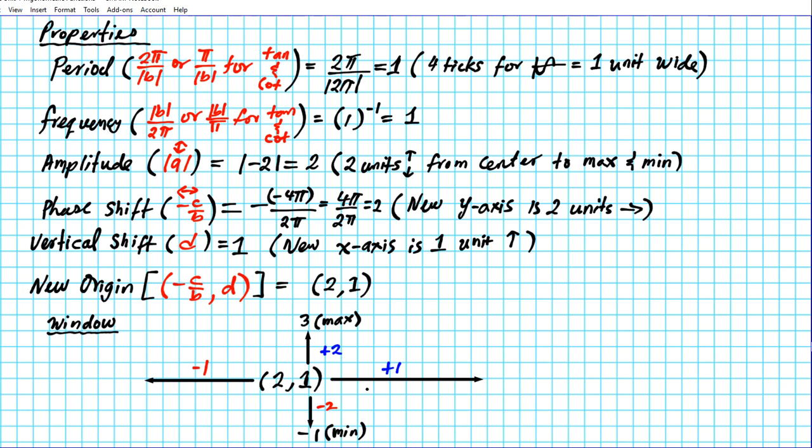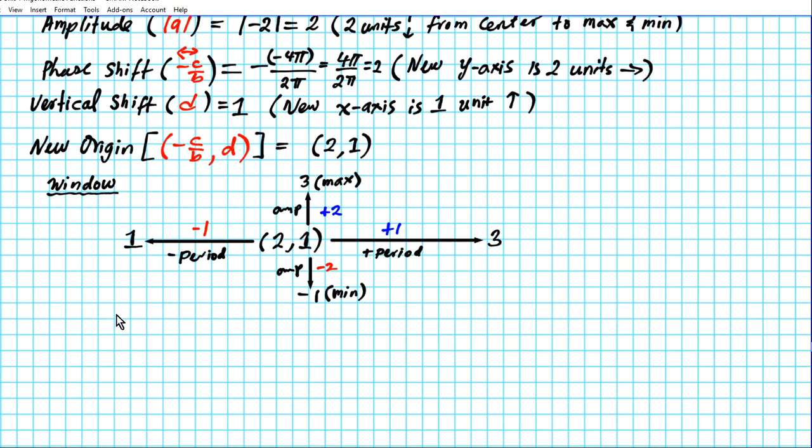So this is a period added, and then this is a period subtracted. Alright, and then these values that we are going up or down, that's the amplitude. So that's the amplitude, and that's the amplitude. If you add 1 to 2, you're going to end up with 3. And then if you subtract 1 from 2, you end up with 1. So these are the boundaries of our graph. It goes as high as 3, to the right 3, down negative 1, and to the left negative 1.